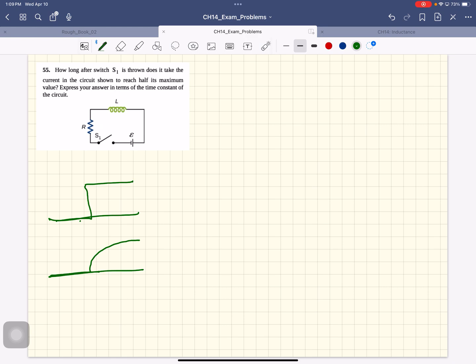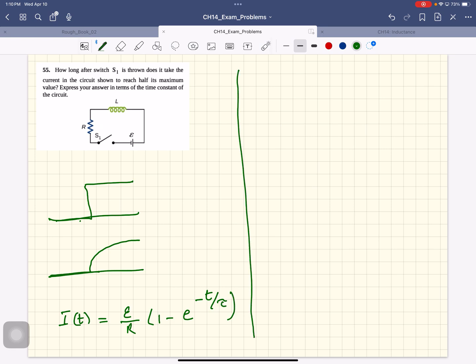So after you close the switch at time t equal to 0, the current as a function of time is given by the maximum current, which is E over R, as if this guy wasn't even present. An ideal inductor has 0 resistance. It's E over R times (1 minus e to the power of minus t over tau), where tau is the time constant, and the time constant is L over R.